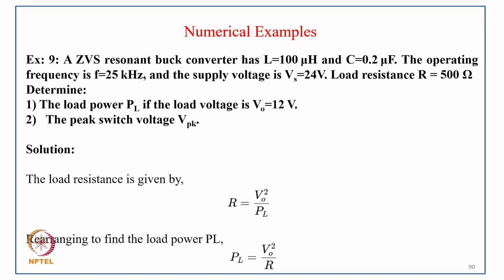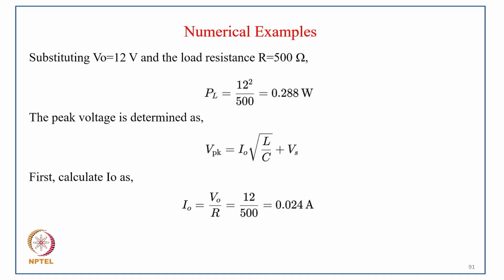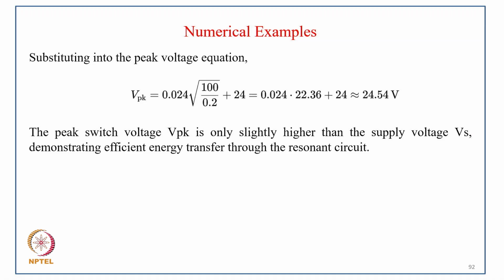So typically substituting V0 equal to 12, so load resistance comes 500 ohm and PL comes 12 squared by 500, so it comes 0.288 watt, and the peak voltage is determined Vp equal to I0 under root L upon C plus Vs. So first to calculate I0 is V0 upon R, so putting value it comes 0.024, and then Vp comes putting value of this, it comes to 24.54 volt. So the peak switch voltage is only slightly higher than the supply voltage Vs, demonstrating efficient energy transfer through the resonant circuit.